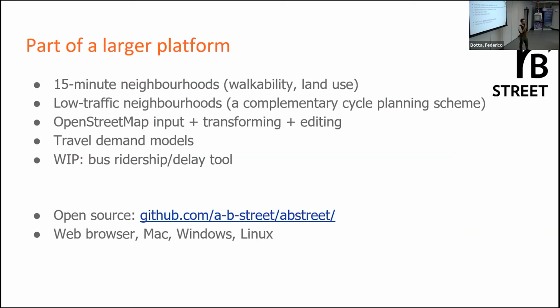And all this work is part of a larger platform called A/B Street. It also includes some stuff to look at 15 or 20-minute cities. And most of the project is focused on transforming very messy OpenStreetMap data into street networks that can support this stuff. And yeah, it's all open source. You can run it in your web browser or natively.